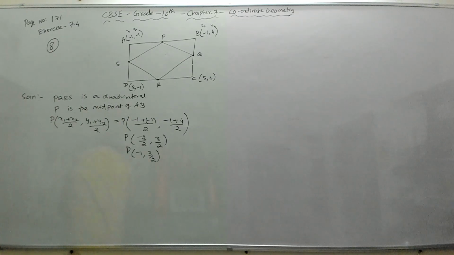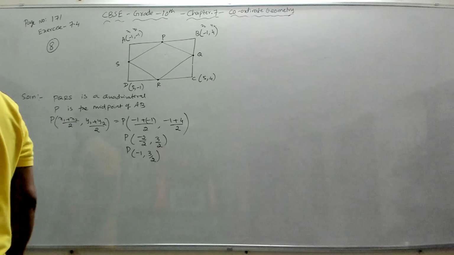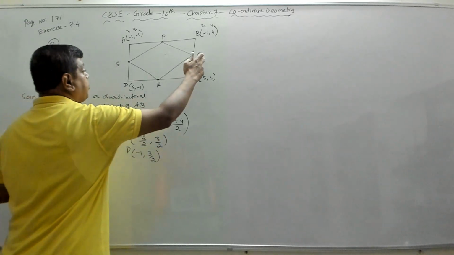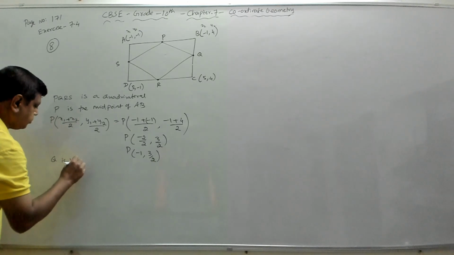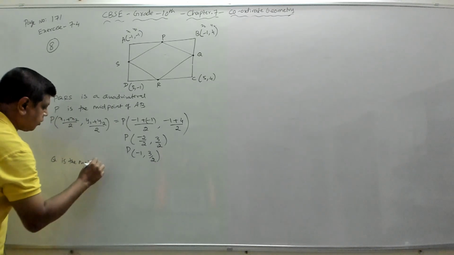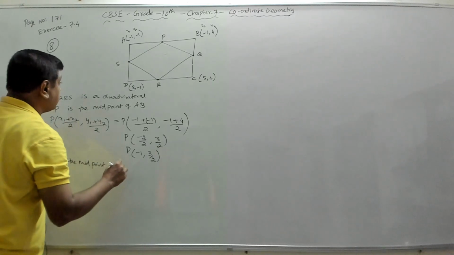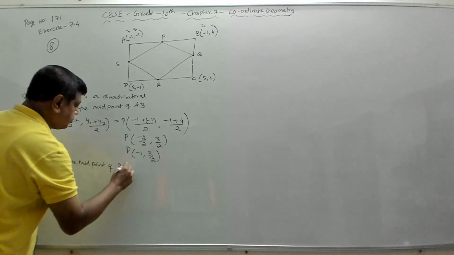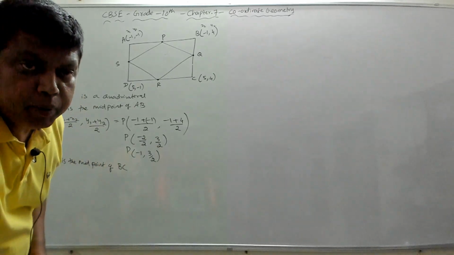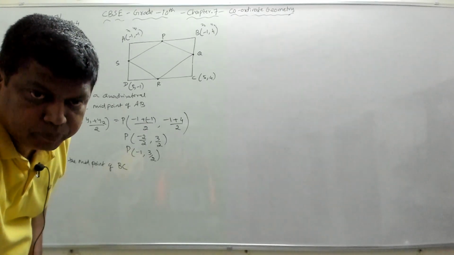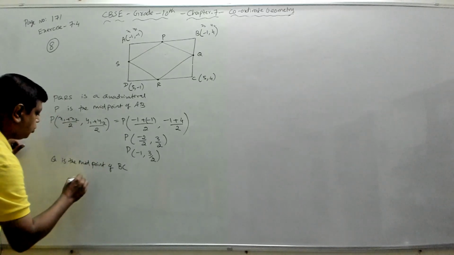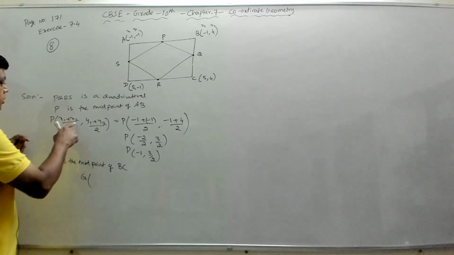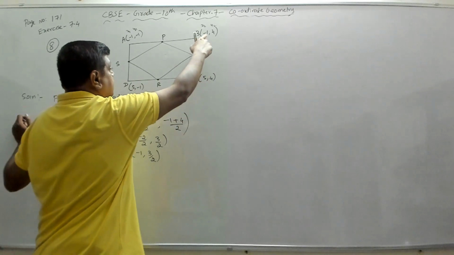Now we must find the point Q. Now Q is the midpoint of BC. Q is the midpoint of the side BC. So we can find Q using the midpoint formula. So Q point is, again we will apply x1 plus x2 by 2. So Q is the midpoint of BC.